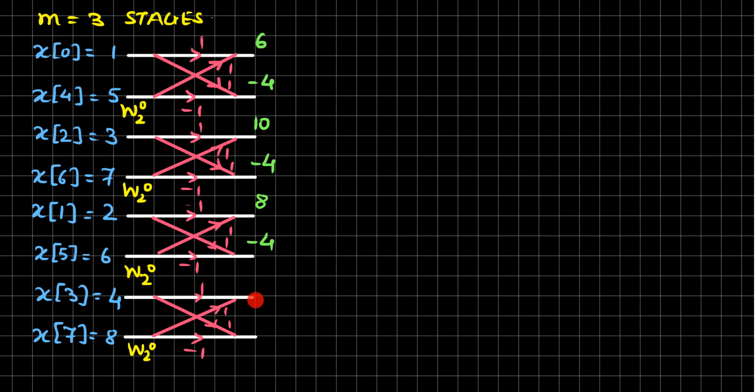Similarly, at this point we require 4 plus 8 into W2 to the power 0. So it is 4 plus 8, that would be equal to 12. And at this point we have 4 minus 8 into W2 to the power 0. So it is 4 minus 8, so that is equal to -4. So we obtain -4 here. And we know that this is the first stage. So this is the stage 1.